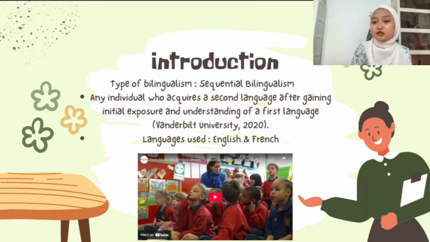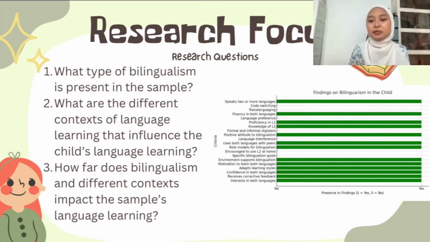This is my research focus. So these are my research questions. First of all, what type of bilingualism is present in the sample? We've covered that. What are the different contexts of language learning that influence the child's language learning? We will cover that after this. And how far does bilingualism and different contexts impact the sample's language learning, which we will also cover after this. This is my finding in chart form, which you can examine after this.